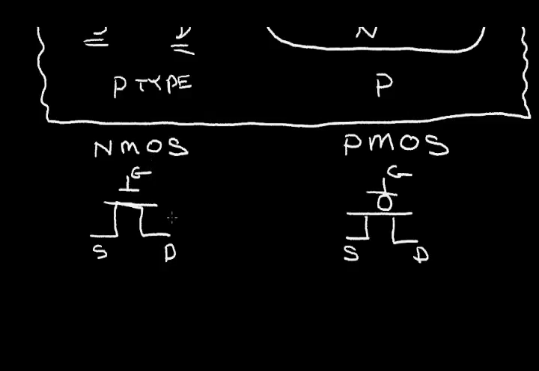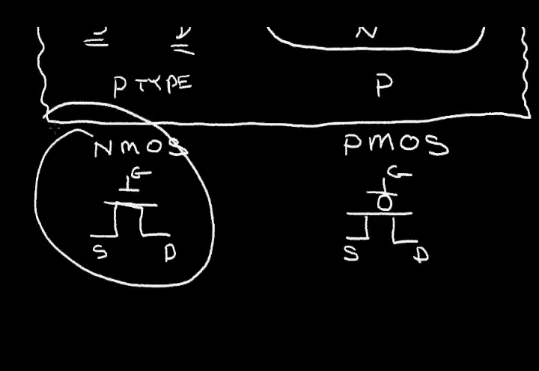So if you're designing an integrated circuit and you have your choice whether to use an NMOS or PMOS transistor, always go with the NMOS because it's based on an N-type material and it has a higher mobility and conducts better.